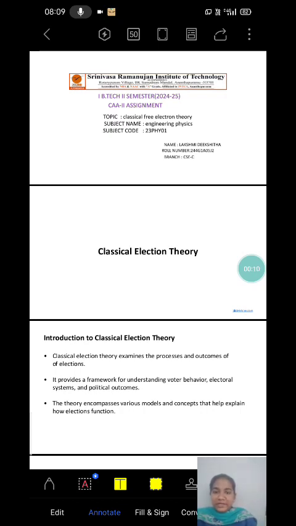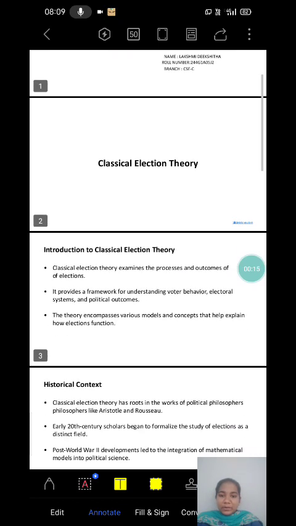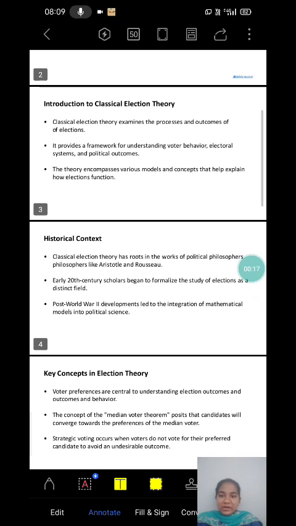The topic is Classical Free Electron Theory. Introduction to Classical Free Electron Theory.